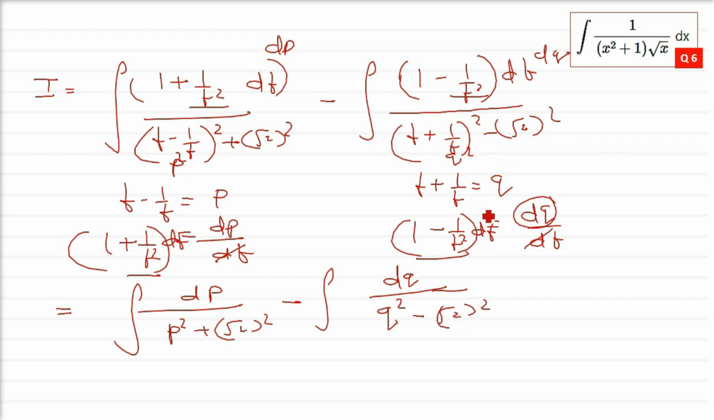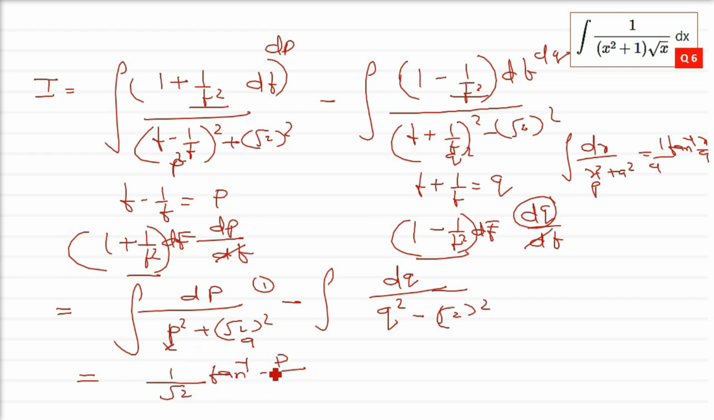Now we know that there are certain formulas we have been using a lot. That is, integration of dx by x square plus a square will be 1 by a tan inverse x by a. This x will be taken as p in this case, and root 2 will be taken as a. So let us complete this first: 1 by root 2 tan inverse p by root 2.